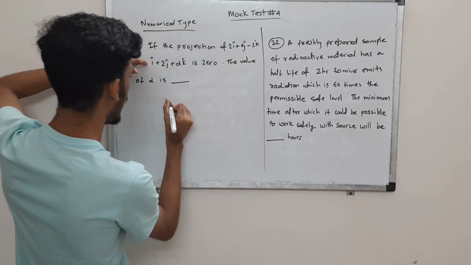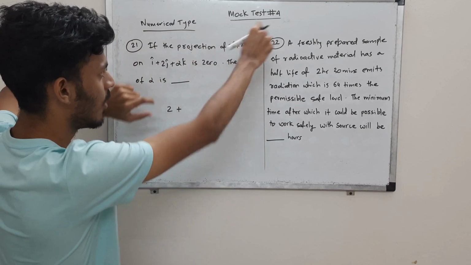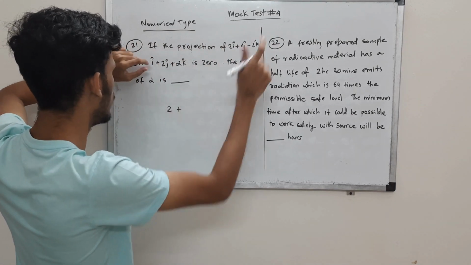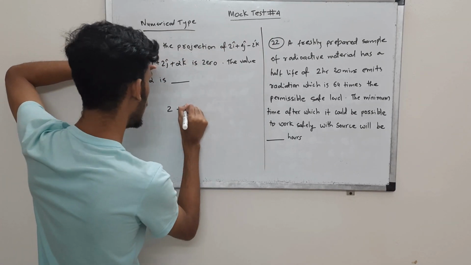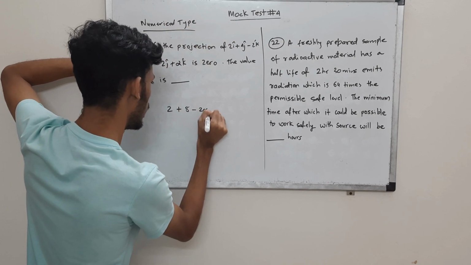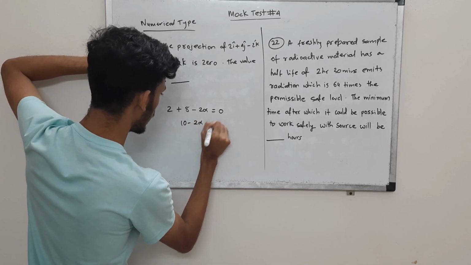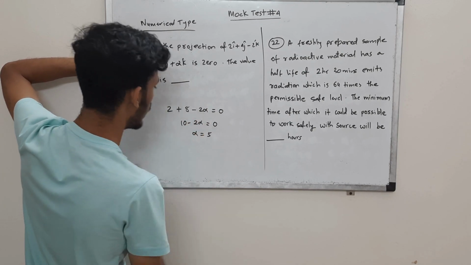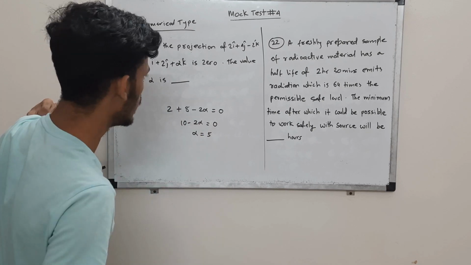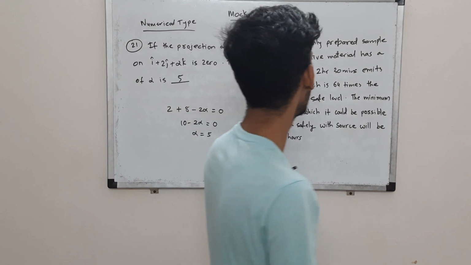So 2 times 1, that is dot product. I'm multiplying xx, yy, zz. So 2 times 1, 2, 4 times 2, 8, and we have minus 2 times alpha. So 10 minus 2 alpha is equal to 0. You can clearly see that alpha from here will be 5, right? 2 alpha is 10, so alpha will be 5. So the correct answer over here is 5. Such a simple question, right? Let's come to this one.